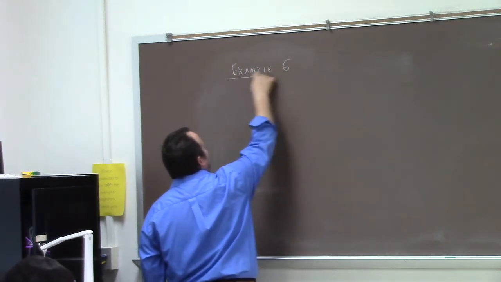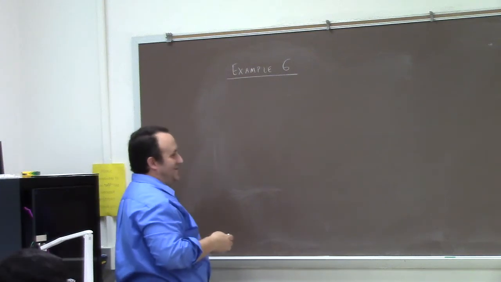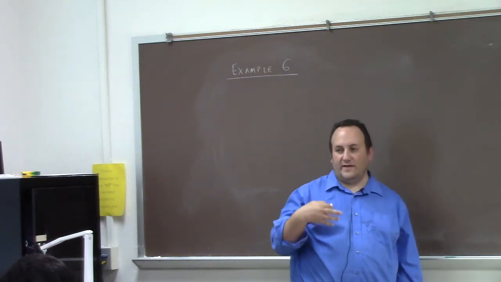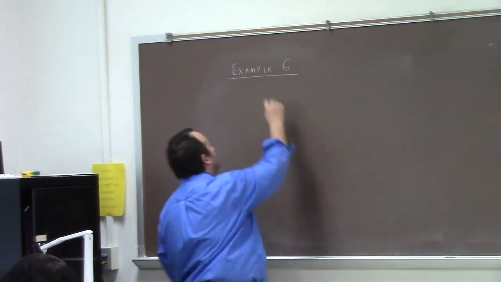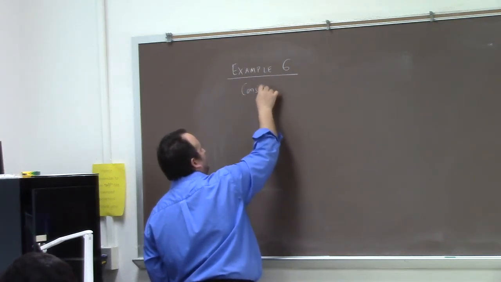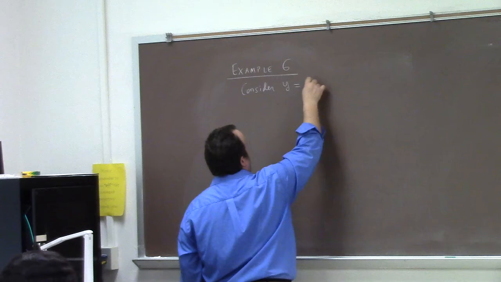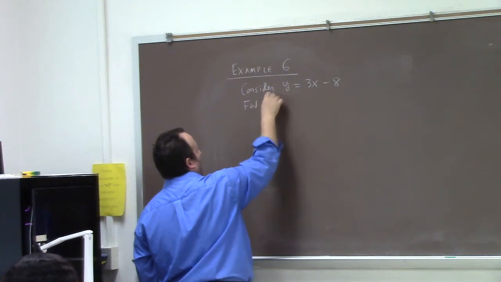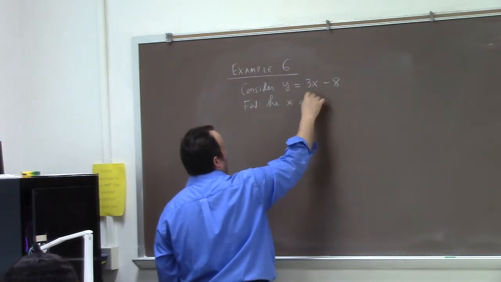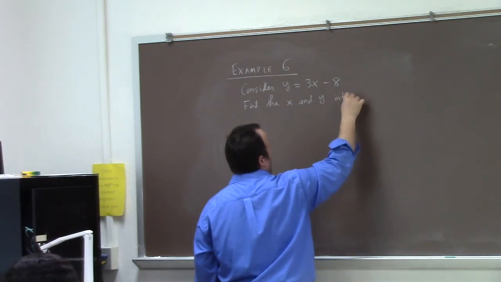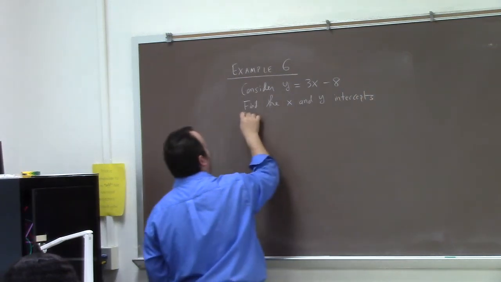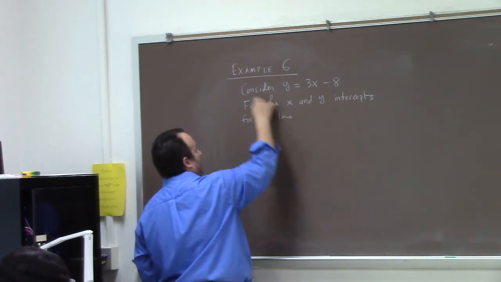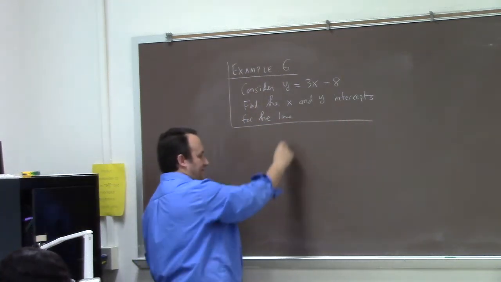Example 6. You guys are horrible. All right. So suppose I give you the equation of a line and I ask you to find the x and the y intercepts for the line. So what do we mean by x and y intercepts? Exactly. Thank you.